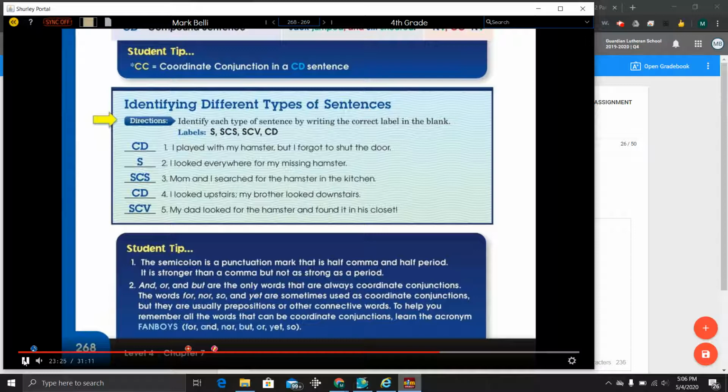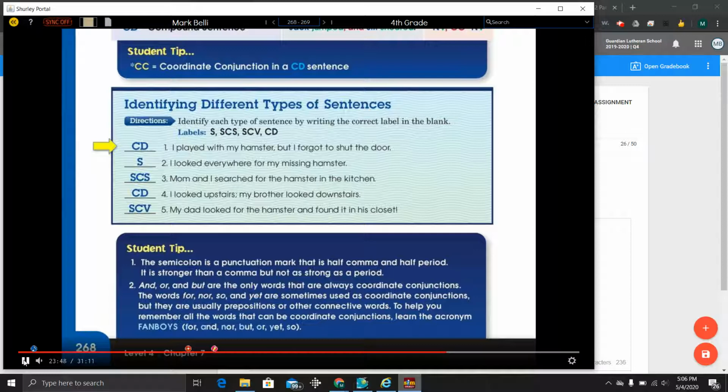Labels: S for simple sentence, SCS for simple sentence with a compound subject, SCV for simple sentence with a compound verb, and CD for compound sentence. Let's read the sentences together, please. We'll begin with number 1.